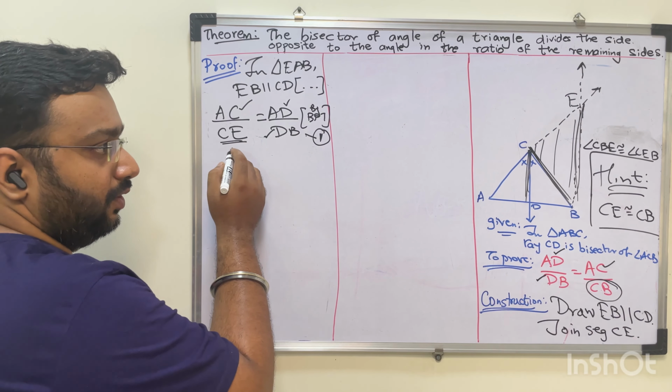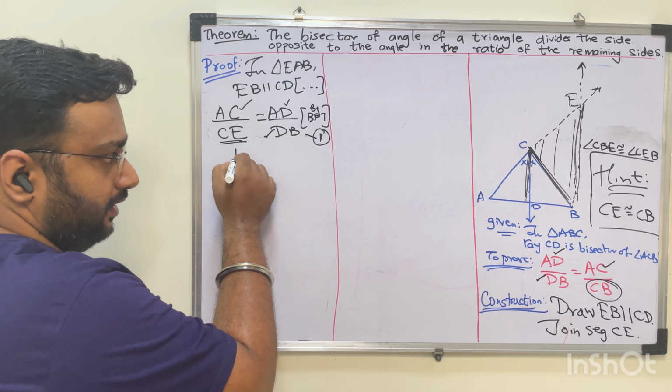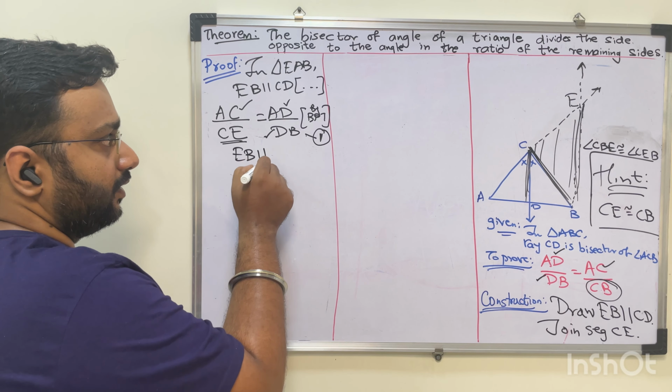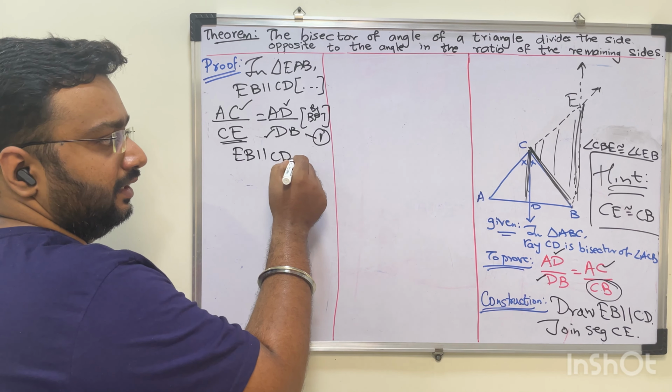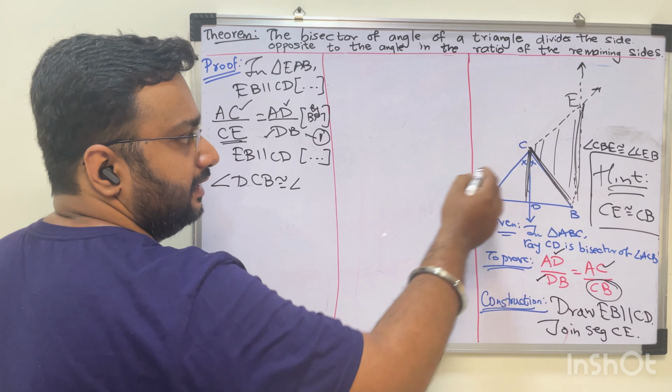Superb. So let's write it down. So we say we have EB parallel to CD. Again, reason will be construction. Here we have angle DCB congruent to angle, the other angle CB.